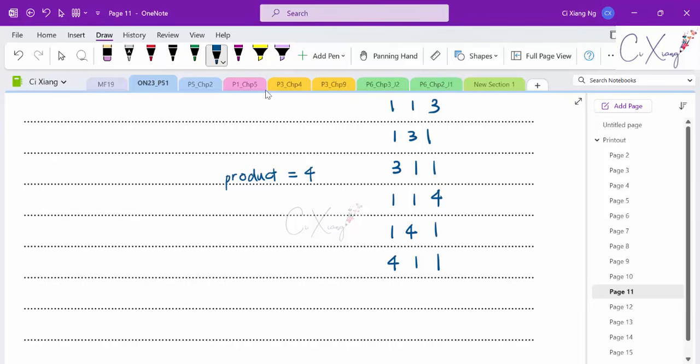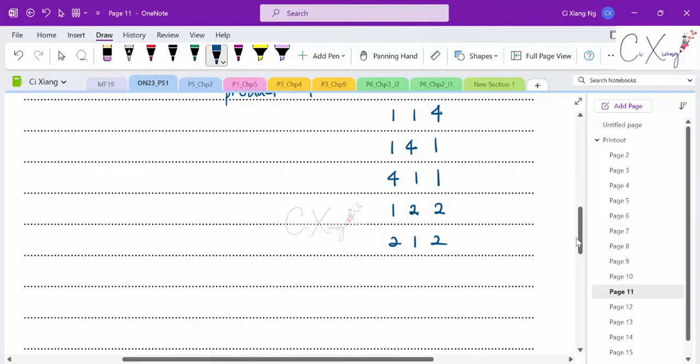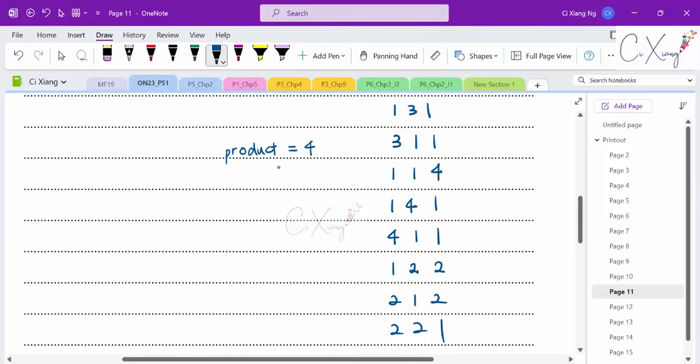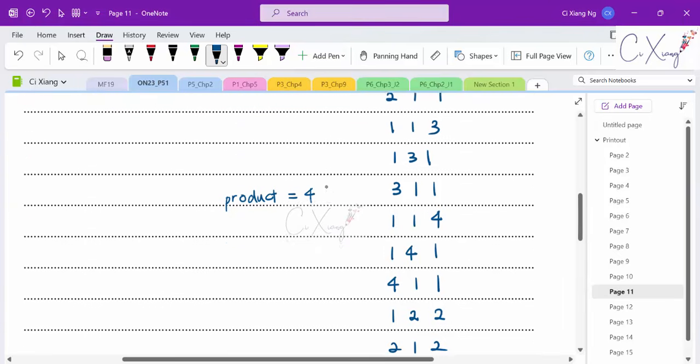Okay, so just now we are at the product score equals to 4. And then besides 1, 1, 4, you might also be aware that if I have 1 multiplied with 2 multiplied with 2, it will give me a product score equals to 4. So I also can have 1, 2, 2, 2, 1, 2, and also 2, 2, 1. Okay, then what else to have the product score equals to 4? I think no more.